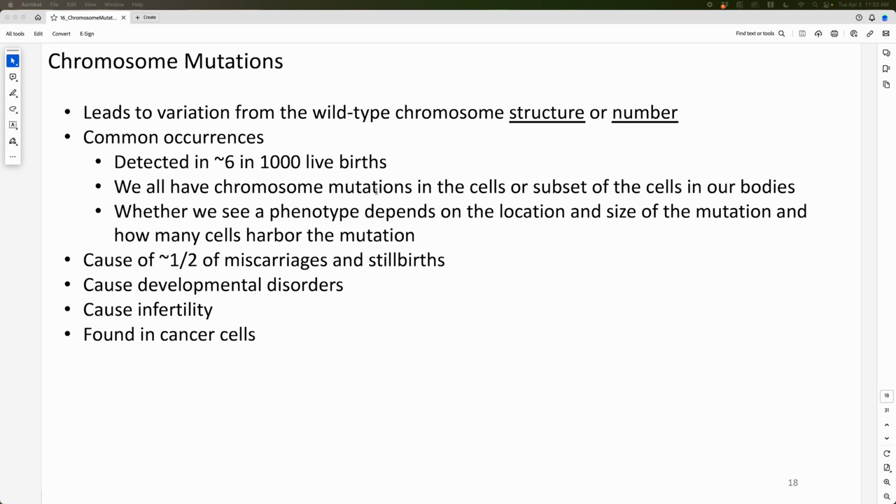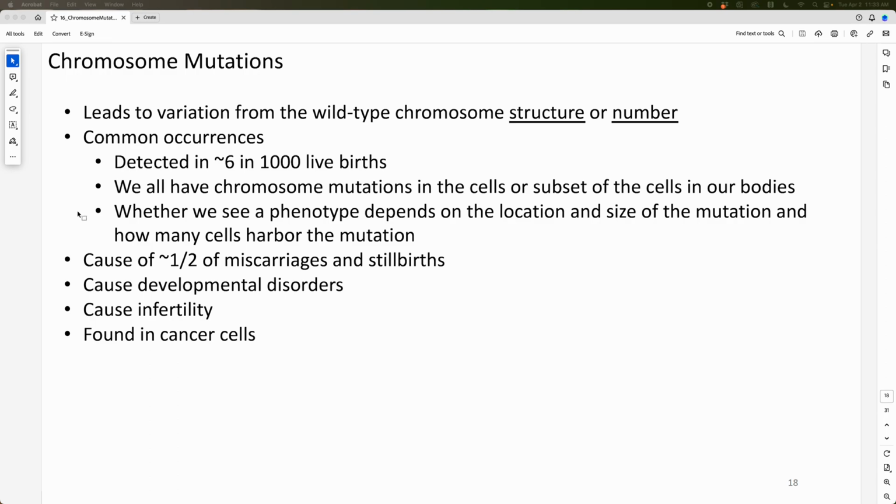And these may have an effect on the cell phenotype. They may cause the cell to die. They may cause the cell to take on aberrant behaviors. So behaviors it shouldn't have. Maybe they lead to cancers where that cell tends to grow or divide at an unchecked rate. So these can have a combination of harmless or harmful effects. Again, this level of the effect depends on the location, the size of the mutation, and how many cells have that mutation.